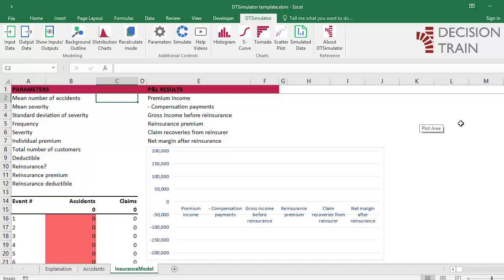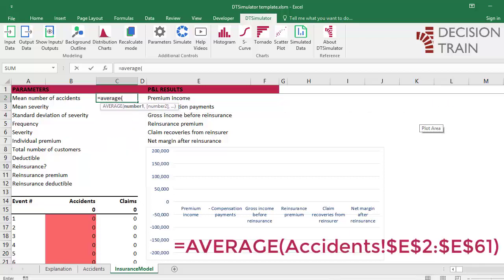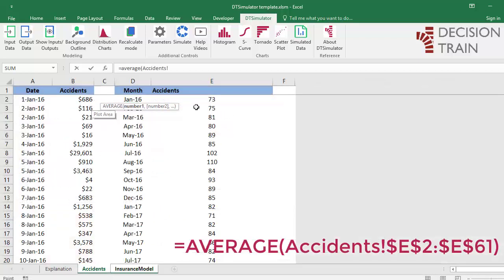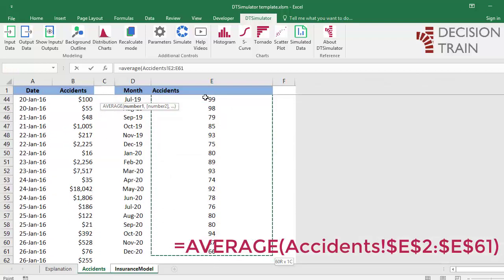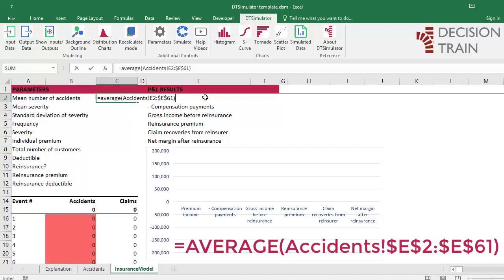A log normal distribution requires two parameters calculated directly from the loss or accidents dataset: the mean and the standard deviation. 4. On cell C2, calculate the mean number of accidents per month with the formula equals AVERAGE, open parenthesis, accidents E2 through E61, fixed, close parenthesis.